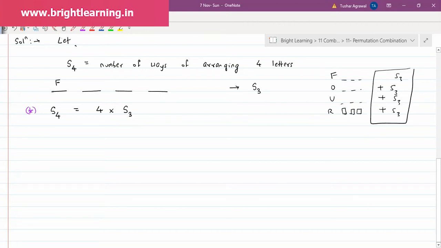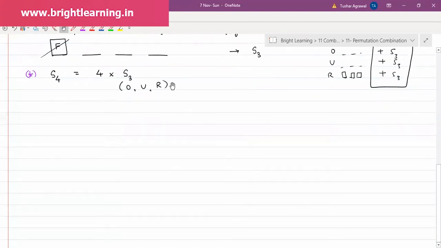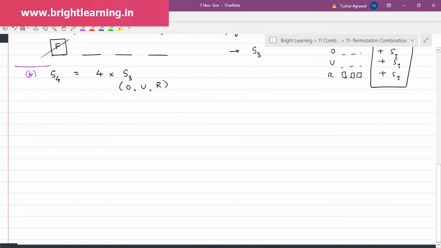Keep this in mind that F has already been occupied at the first position. Now we cannot change that. Now I have been left with only O, U and R. So with O, U and R, the question reduces to the same question, but a smaller one, the smaller brother of this: the number of permutations of the letters of the word O, U and R. Three positions are there, 1, 2 and 3. Here I put it. Let me highlight this thing.